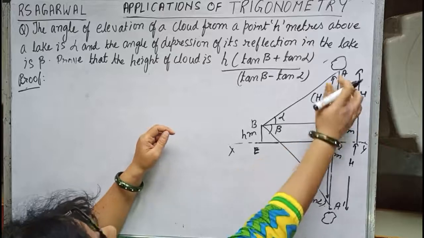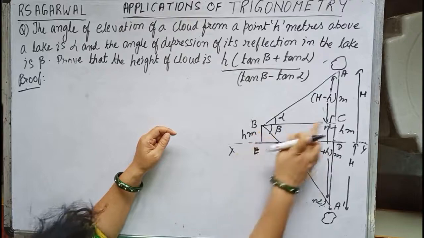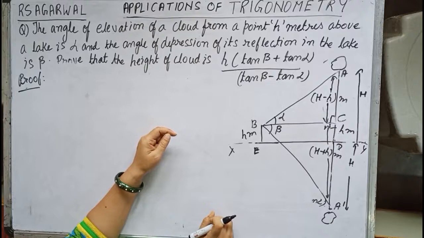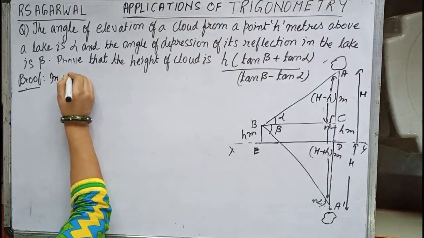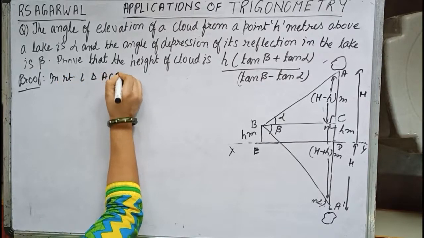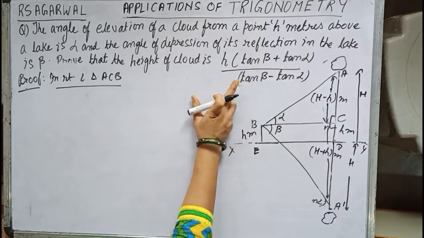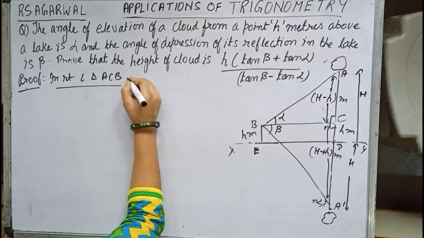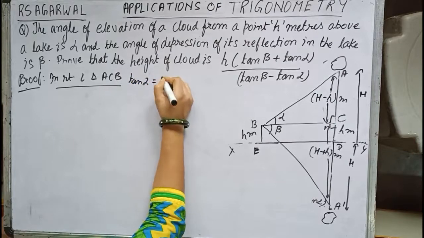So again I repeat, in triangle ACB, AC equals capital H minus small h, and in triangle BCA dash, CA dash equals capital H plus small h. Now let us proceed. Proof. In right angle triangle ACB. Now children, obviously in the to prove part we have tan alpha and tan beta only, so no need to see any other ratio. Directly tan alpha, tan beta we will be finding. So in triangle ACB, tan alpha equals perpendicular by base.